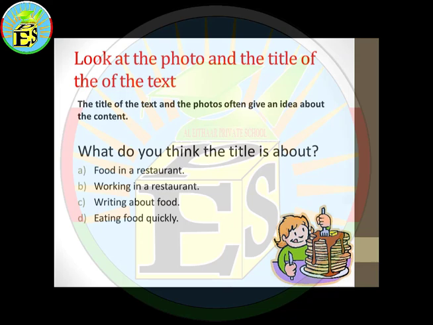The question is, what do you think the title is about? Is it about food in a restaurant? Is it about working in a restaurant? Writing about food? Or eating food quickly? Look at the title. Can eating be a sport? Sport. The word sport. Any kind of sport requires the player to be fast and quick. So which of these answers is correct? The correct answer is D. Eating food quickly. And our topic today will talk about this.